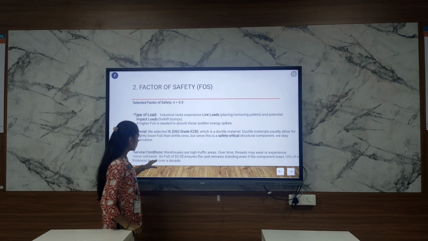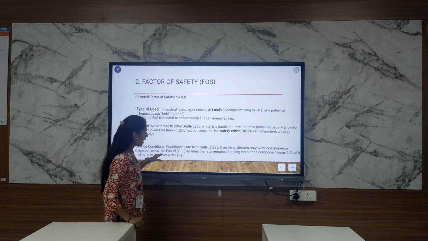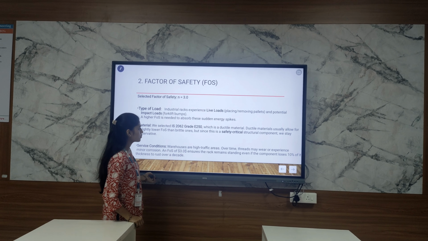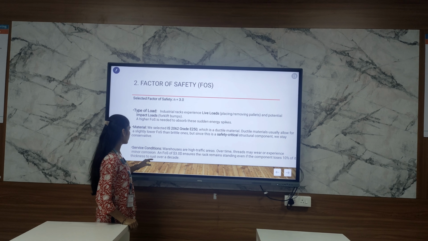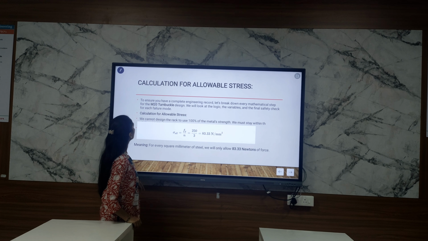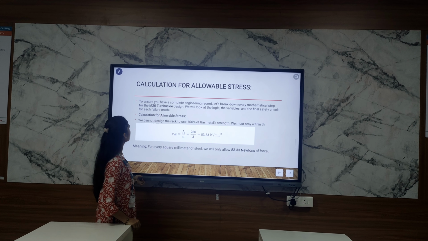Service condition: warehouses are high traffic areas. Threads may wear or experience minor corrosion. Calculation for allowable stress.